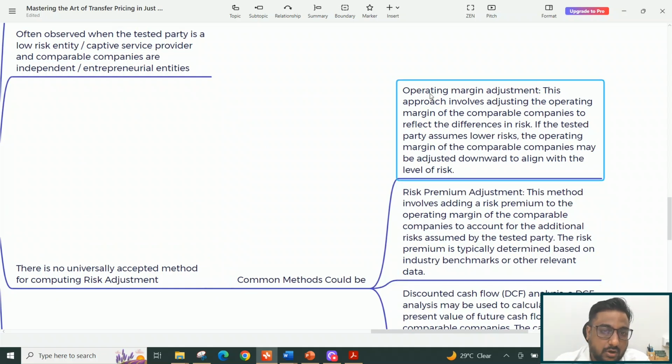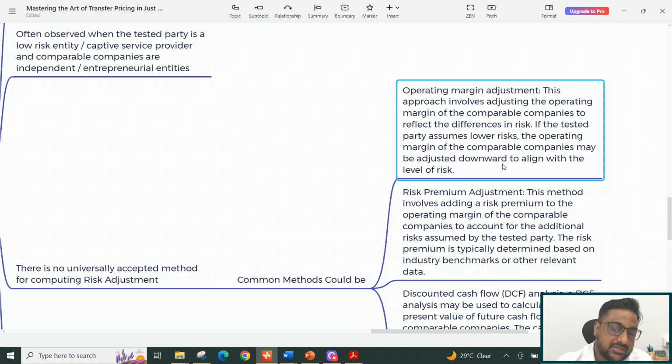First is operating margin adjustment. This approach involves adjusting the operating margin of the comparable companies to reflect the differences in risk. So if the tested party assumes lower risk, the operating margin of comparable companies may be adjusted downward to align with the level of risk, right? So that is one thing that can be done.